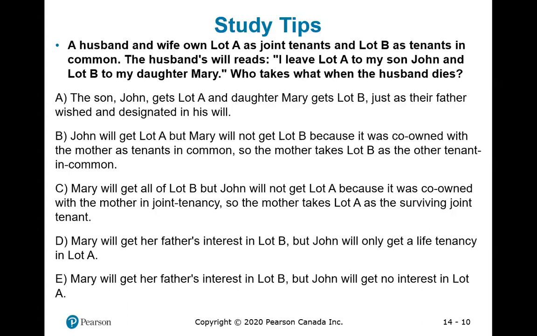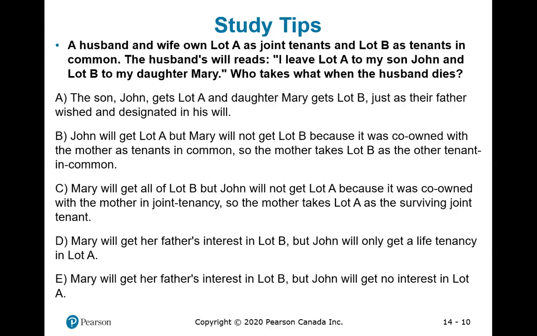Mary and the wife. So the wife is for sure, and Mary because of the will. Mary for sure because it's tenancy in common. So C, Mary will get all of lot B. Is this right? No, it's not all, because the wife's part in lot B is maintained, is kept. Mary will get her father's interest in lot B. That's right, because of the will.